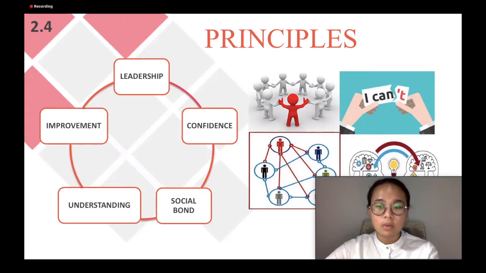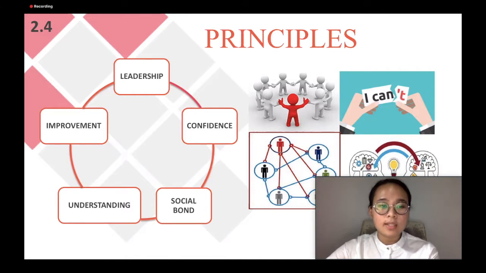Next is social bond. Introduction from each member of the small group discussion can lead to a great bond of relation that can also provide a comfortable environment for all members. Next is understanding. This discussion is also expected to form critical thinking in each member so that they can search for more information about the issues that have been discussed.